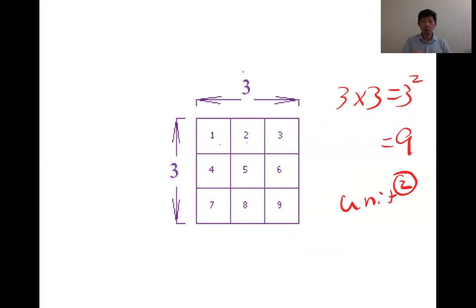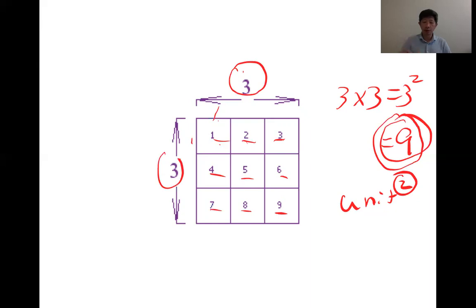1, 2, 3, 1, 2, 3, 4, 5, 6, 7, 8, 9. We have 9 one by ones. This is one by one, right? And how many one by one are there? We have 9. So that's why we take a 3 by 3, we have a 9, okay?